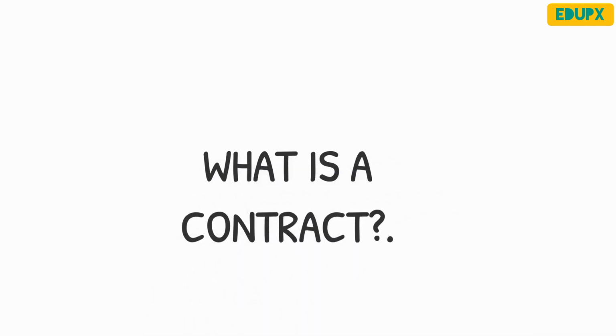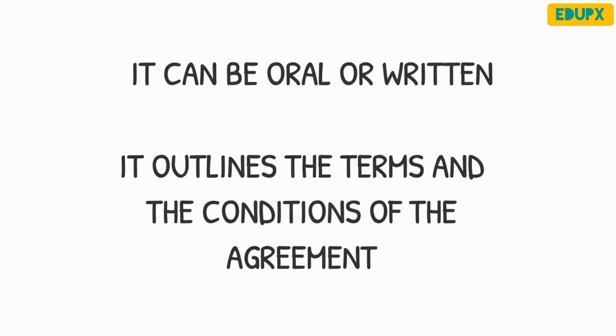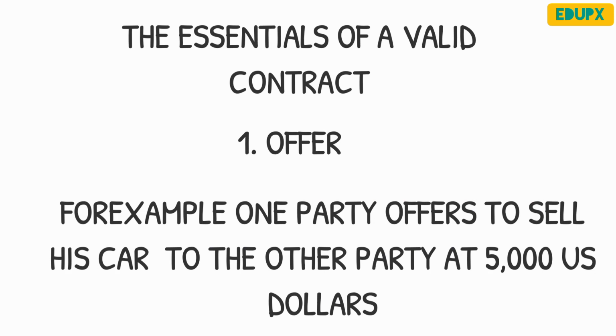So, what is a contract? Simply, a contract is a legally binding agreement between two or more parties. It can be written or oral, and it outlines the terms and conditions of the agreement. The essential elements of a contract are: first is offer.